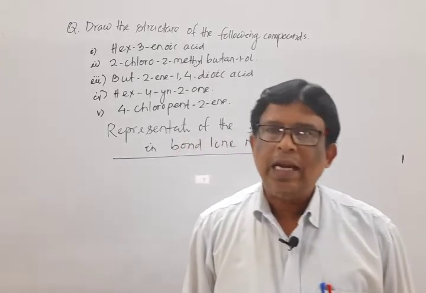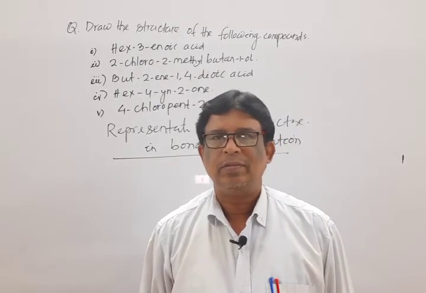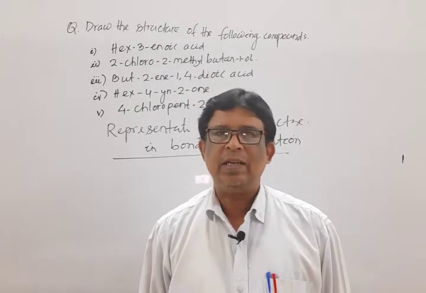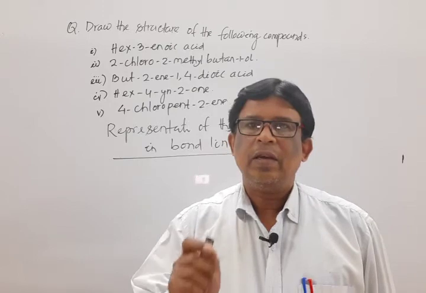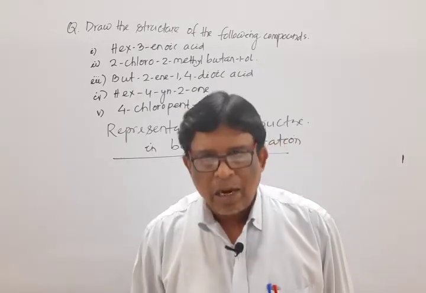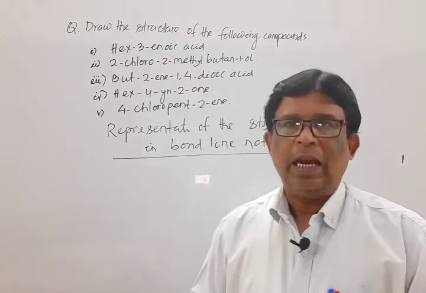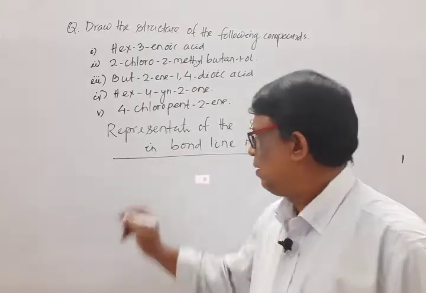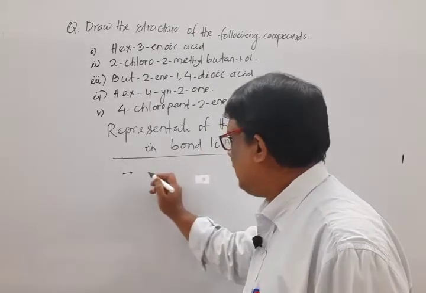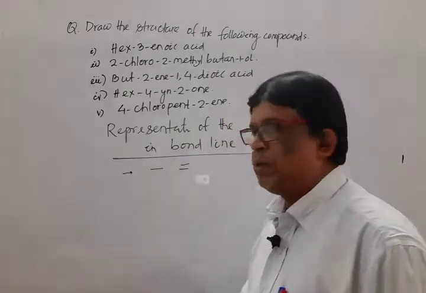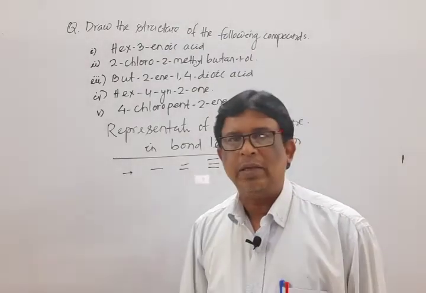Okay. While writing in this format, we also follow 2 to 3 points. What are the points? Listen. The points are: carbon atom is represented by the end of a line. Mark that. I repeat again. That means if a single bond is there, it is represented by a single line, a double bond by parallel lines, and a triple bond by 3 lines.